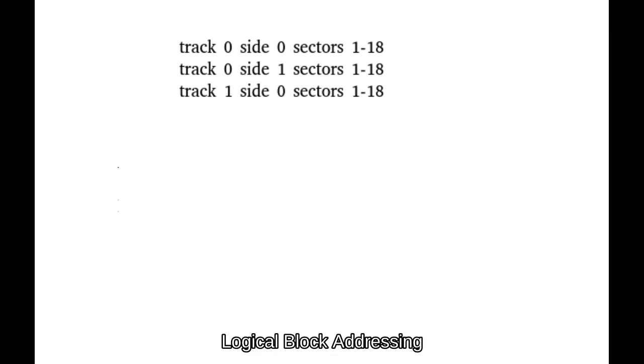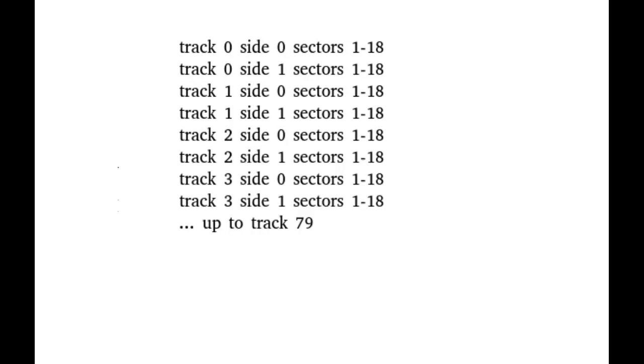A full disk image is created from sector data ordered by what is named logical block addressing. Start from track 0 side 0, data from sectors 1 to 18, then track 0 side 1, data from sectors 1 to 18, then track 1 side 0, data from sectors 1 to 18, then track 1 side 1, data from sectors 1 to 18, and so on, up to track 79.